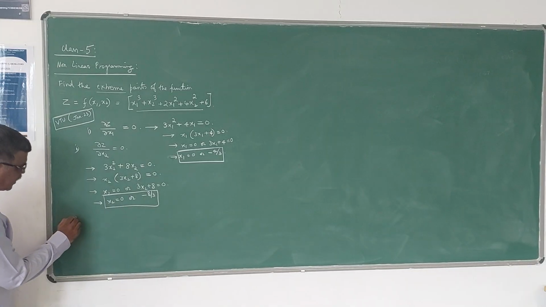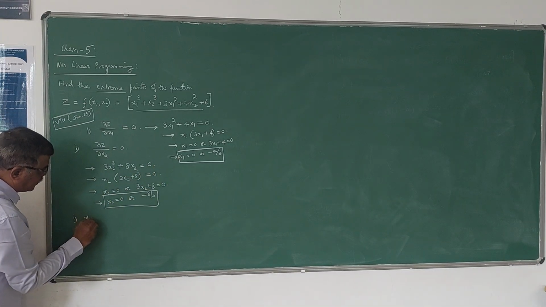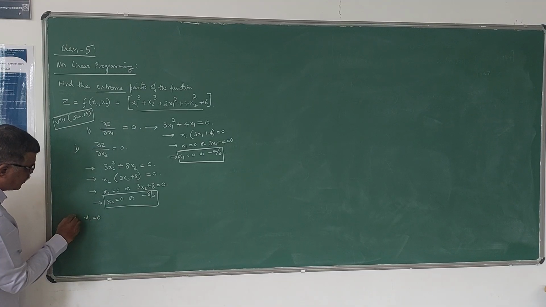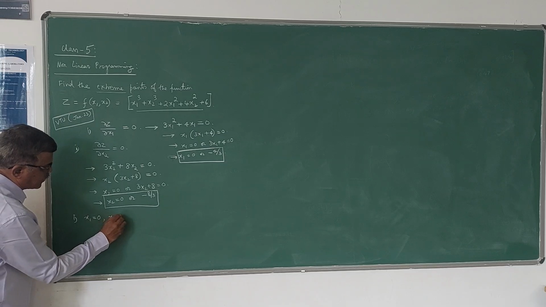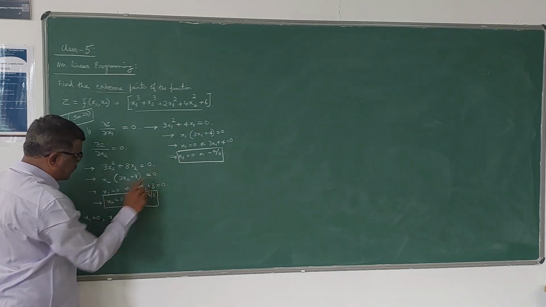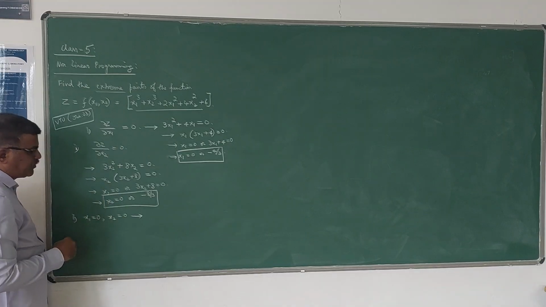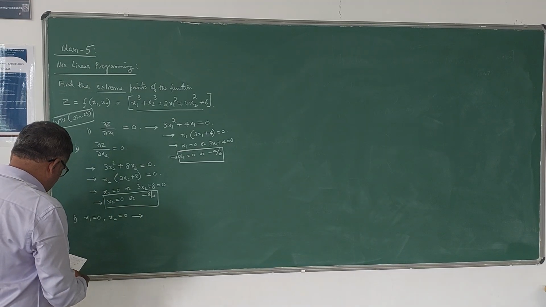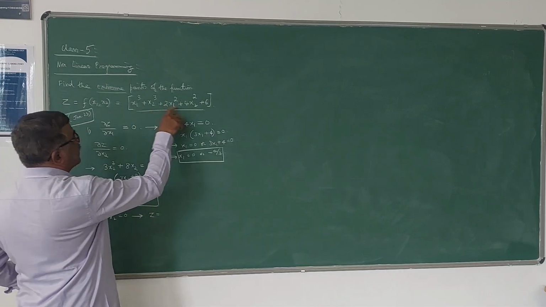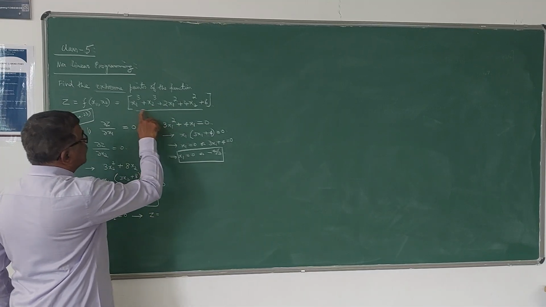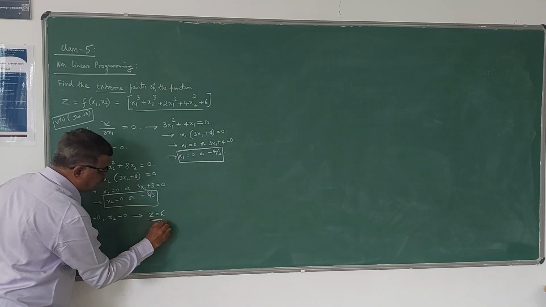The first combination I take is when x1 is equal to 0 and x2 is also equal to 0. If I use this combination, substituting the values of x1 and x2 as 0 and 0, the value of z becomes 6. So this is the first value of z.